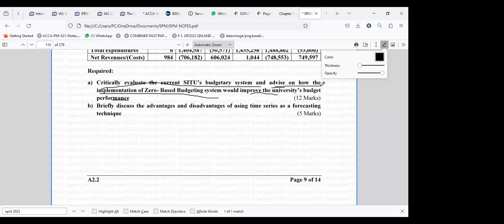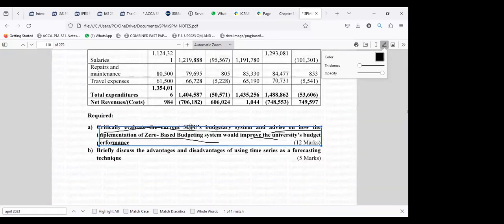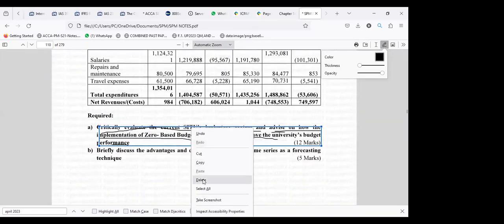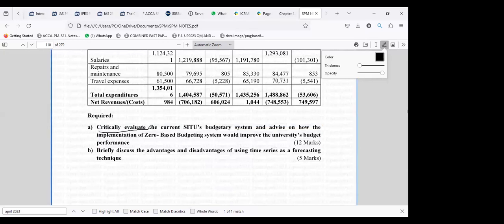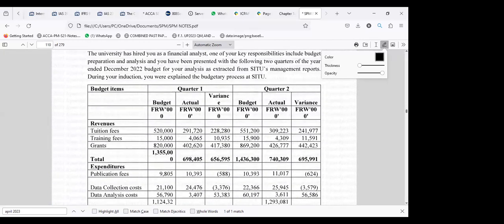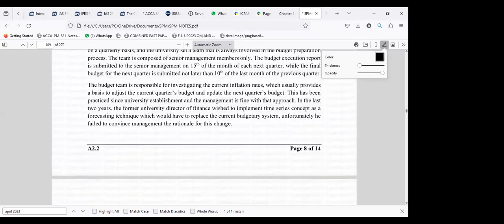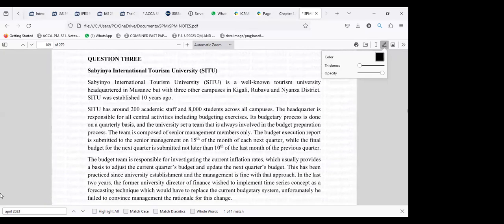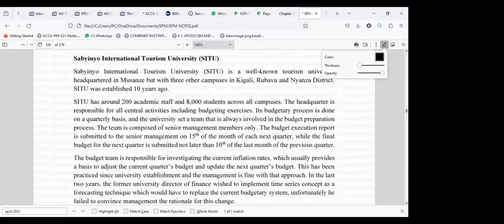So that's the approach you need to follow to get to the point of what you need to have done. So it isn't like it's a calculation. There isn't even anything you're calculating here, because you are simply checking performances. You are simply critically evaluating the current STI budgetary system, which you need to check, the budgetary system that was existing in that period. I think STI is using a different budget, so they want you to advise on whether they could switch to zero-based budget from that.